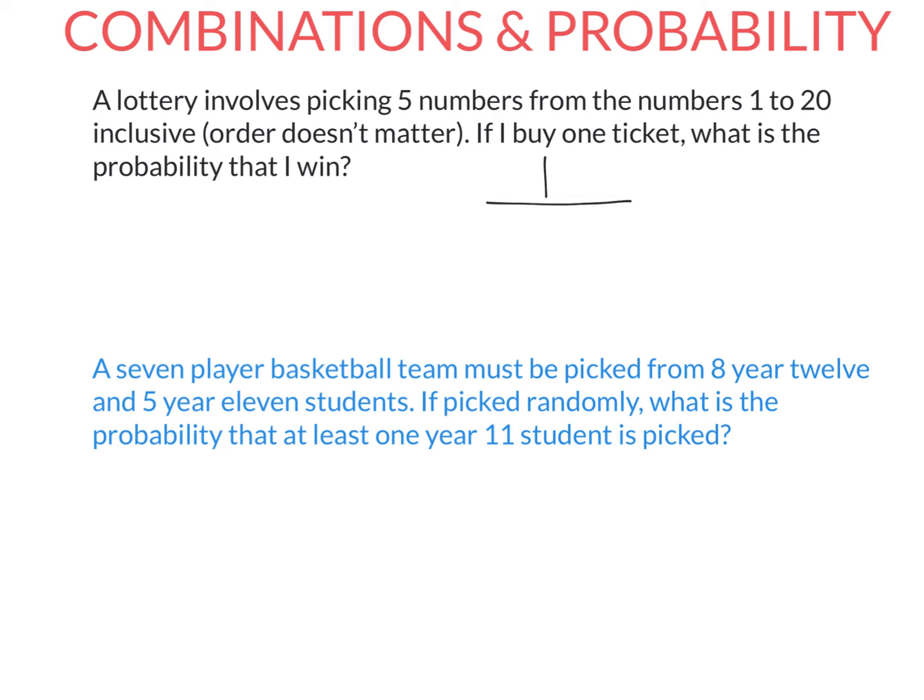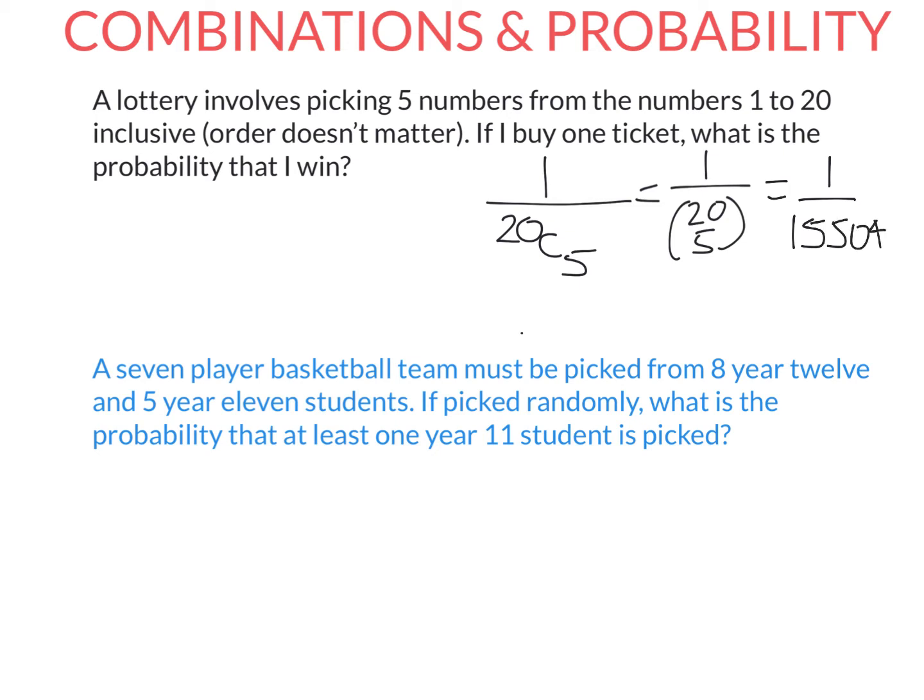The number of ways that you can pick 5 numbers from the numbers 1 to 20, you have 20 choices and you're choosing 5. Remember, we often write it like this, 20 and 5. So we can use our calculator to find this number here. So putting 20C5 on our calculator, we get 15,504. So the probability is 1 over 15,504.